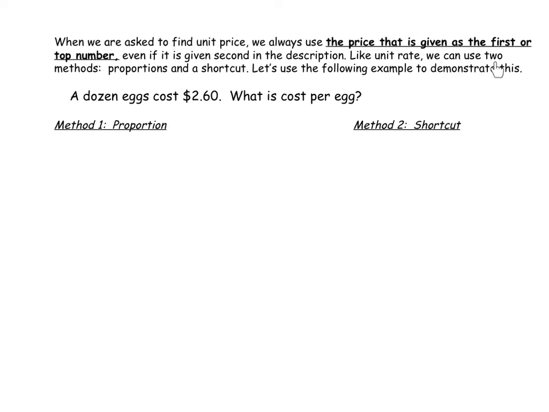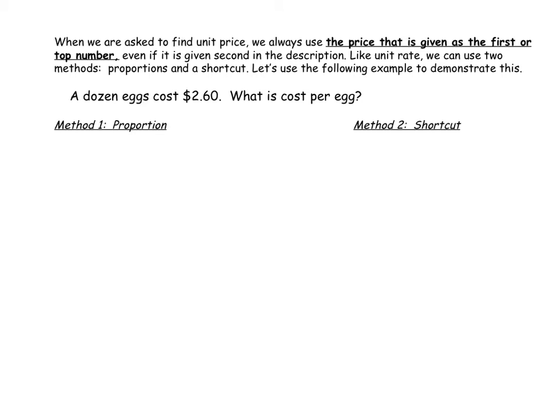Like unit rate, we can use two methods, proportions and the shortcut. So let's use the following example to demonstrate this. So let's read through our situation. A dozen eggs cost $2.60. What is the cost per egg?